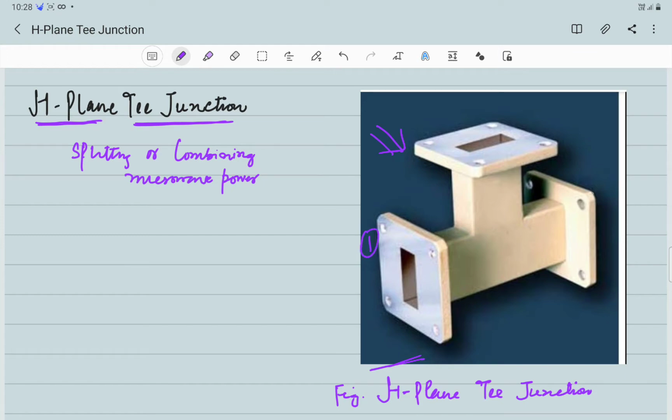It is a three-port structure, 1, 2, and 3. There are 3 ports in an S Plane T. So the first thing is we'll see how is it formed. We have, say for example, a main waveguide. This is our main waveguide.